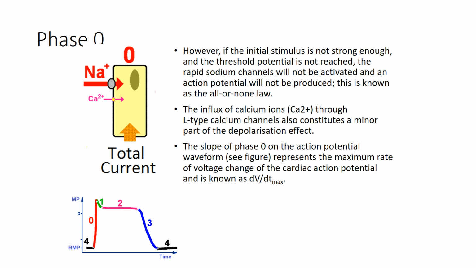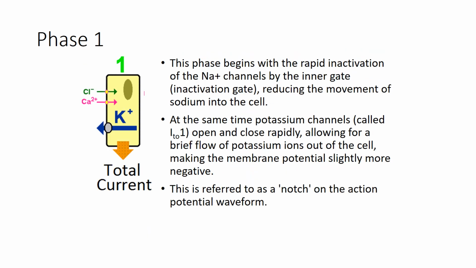The influx of calcium ions through L-type calcium channels also constitutes a minor part of the depolarization effect. The slope of phase 0 on the action potential waveform, see figure, represents the maximum rate of voltage change of the cardiac action potential and is known as dV/dtmax. Phase 1. This phase begins with the rapid inactivation of the sodium ion channels by the inner gate, the inactivation gate, reducing the movement of sodium into the cell. At the same time, potassium channels, called Ito1, open and close rapidly, allowing for a brief flow of potassium ions out of the cell, making the membrane potential slightly more negative.